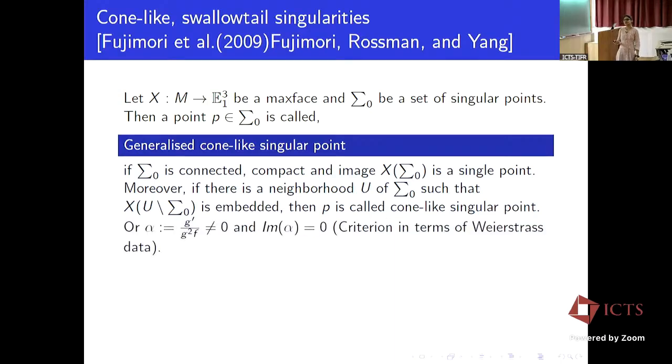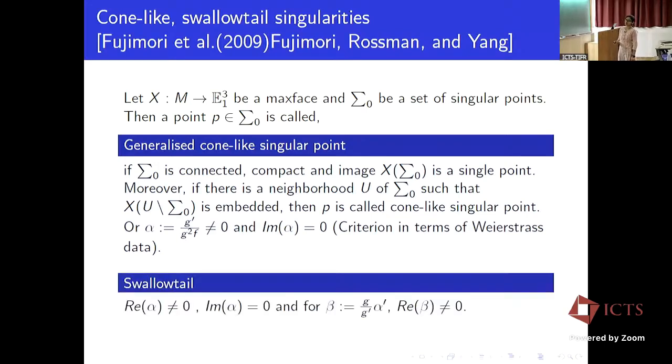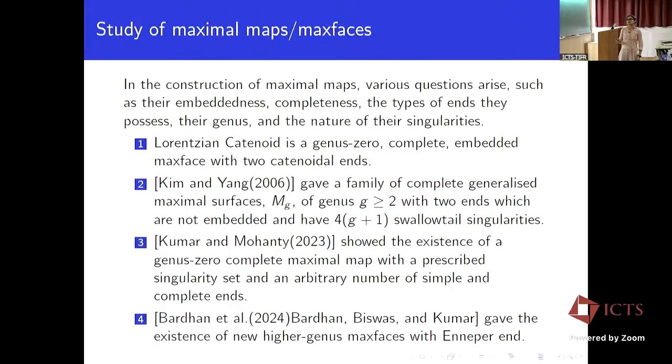Umehara and Yamada gave conditions to check the nature of a singularity in terms of the Weierstrass data. So these are the conditions. And similarly, we have for swallowtails, these are the conditions to check whether the point is a swallowtail or not. In the literature, we have seen that while constructing maximal maps, various questions arise, like whether they are embedded or not, whether they are complete or not, what type of ends they have, what genus we can create, and what is the nature of their singularities.